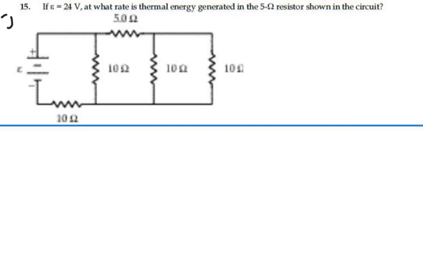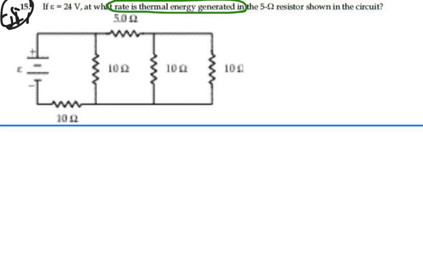Let's solve problem 2815 using an alternate method. In 2815, the EMF of the battery is 24 volts. At what rate is thermal energy generated in the 5 ohm resistor shown in the circuit? We want to find the rate of thermal energy generated, so we are looking for power.